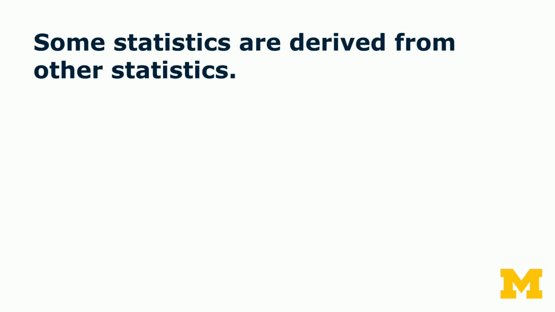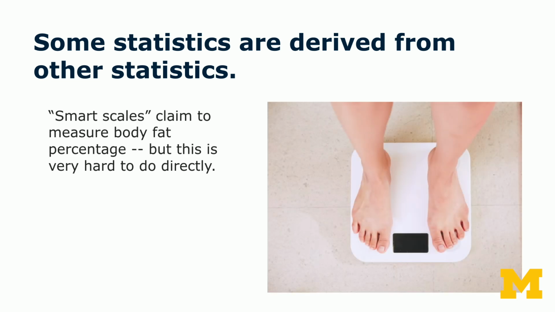Now, another thing to keep in mind is that some statistics are not exactly measurements. They're derived from other statistics. So one example is smart scales. Smart scales are body weight scales that you can buy for your home, and a lot of them claim that they measure body fat percentage. Now, I looked into this a little bit deeper, and it turns out that it's actually extremely hard to directly measure body fat percentage. And your bathroom scale is not doing a direct measurement of that. It really is not equipped to do that.